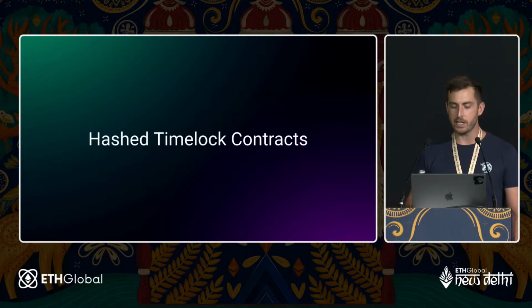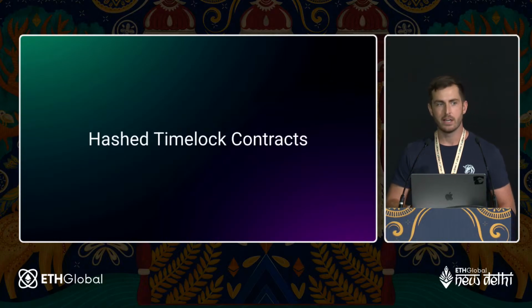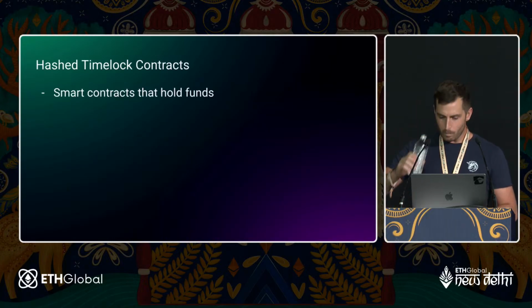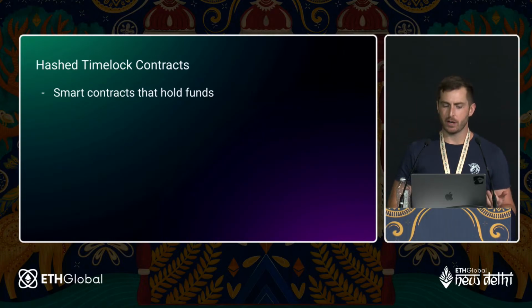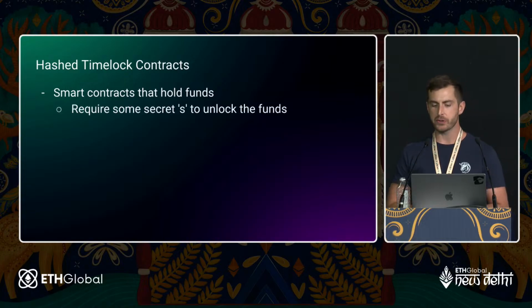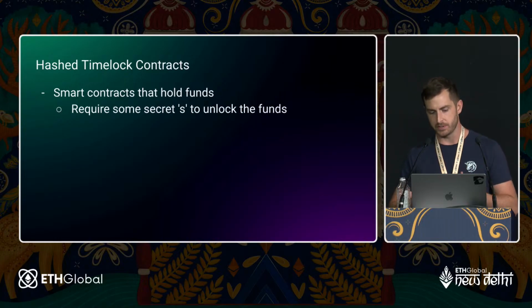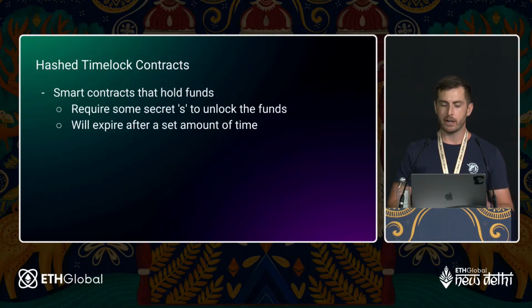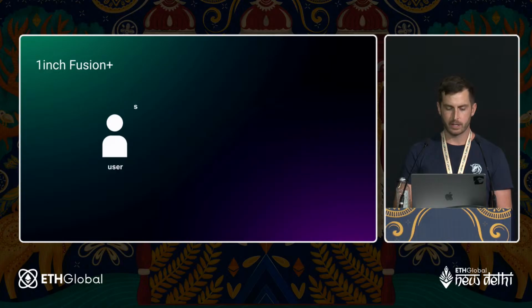So this is where we introduced hash time lock contracts. This concept has been around for a long time. I think it was even mentioned in the Bitcoin white paper, but it hasn't really been used yet. Hash time lock contracts are essentially smart contracts that hold funds, and they require some secret S to unlock these funds. And they also expire after a set amount of time.